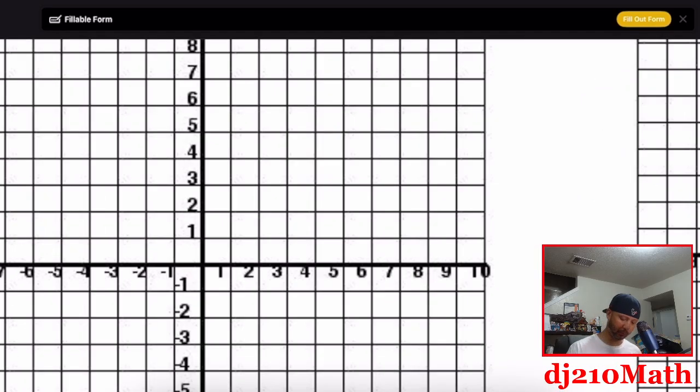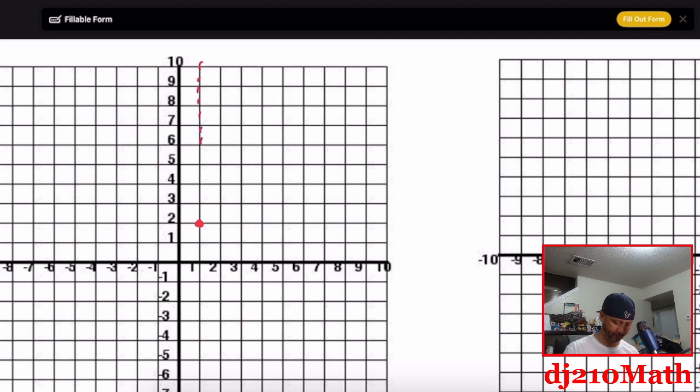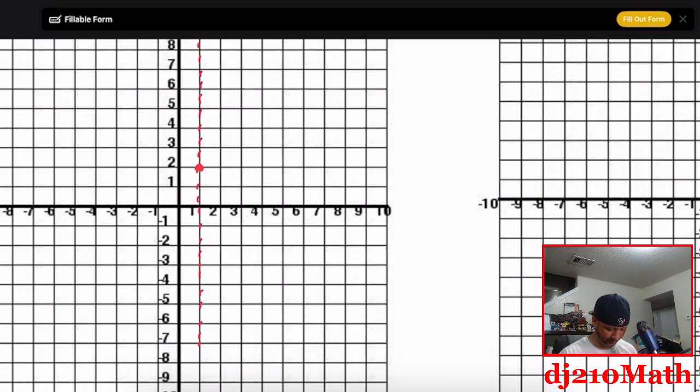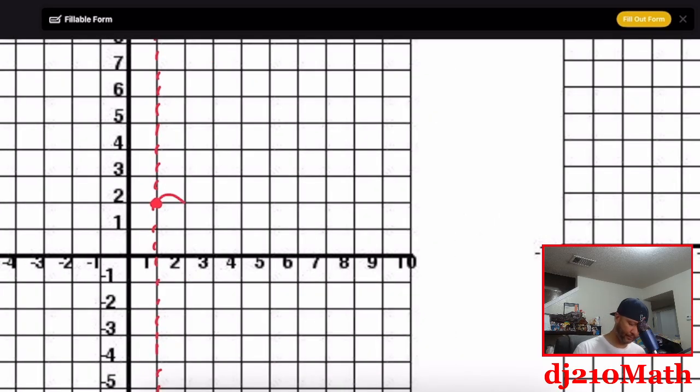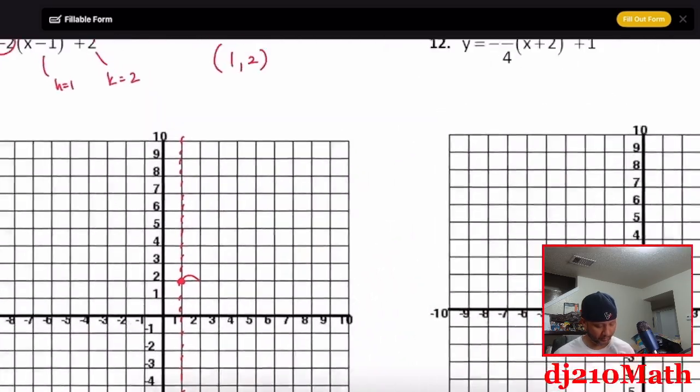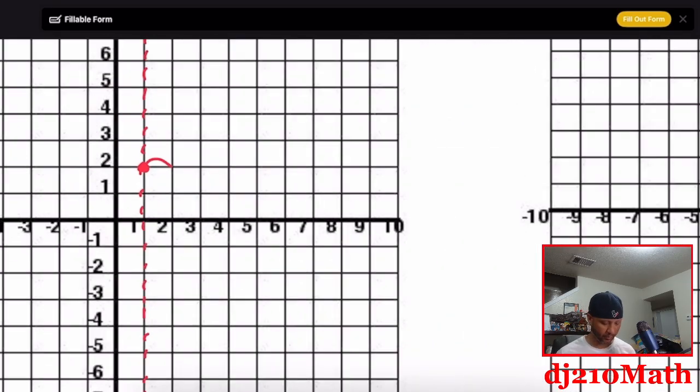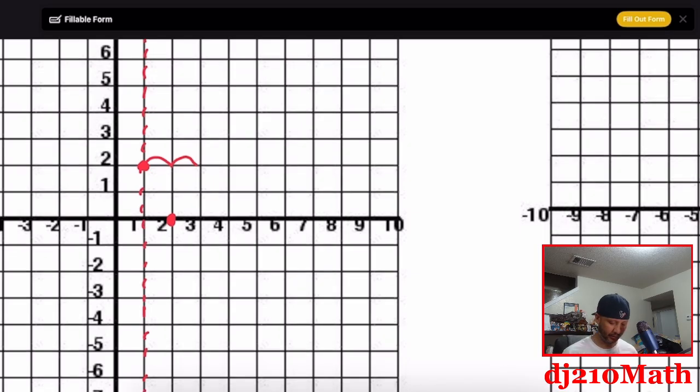1, 2. All right, axis of symmetry goes through it. And I know it opens down, so I'm expecting that. If I go over 1, square that distance, so 1 times A. A is -2, so I go down 2. If I go over 2 units, we square that, so 4. 4 times -2 is -8.